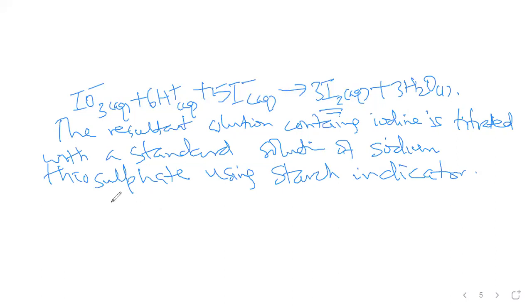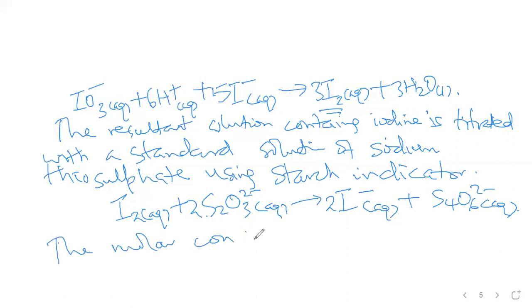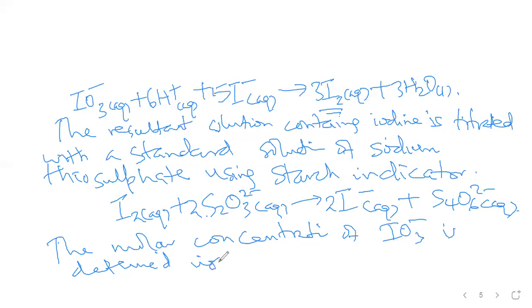So what happens there now? We have the iodine being titrated with thiosulfate ions, which give us iodide ions plus tetrathionate ions. So there is a 2 here. Now from this, we determine the molar concentration of iodate 5 ions. We work backwards. Okay? So the molar concentration of iodate 5 ions is determined using the 2 equations above.